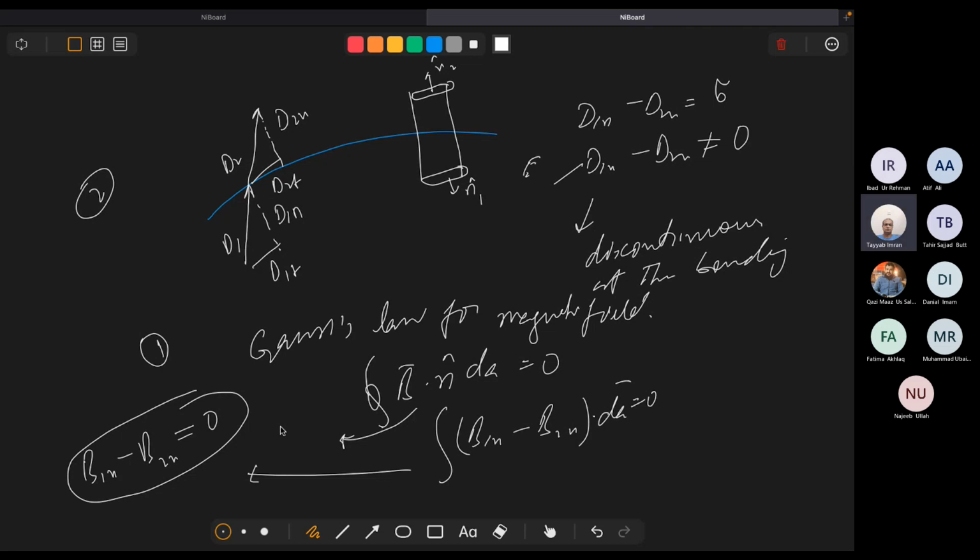Now we move towards the kind of wave equation. So we know already the Maxwell equations.